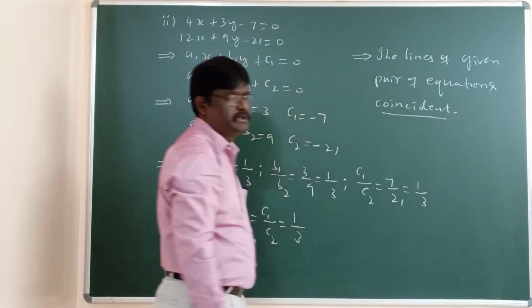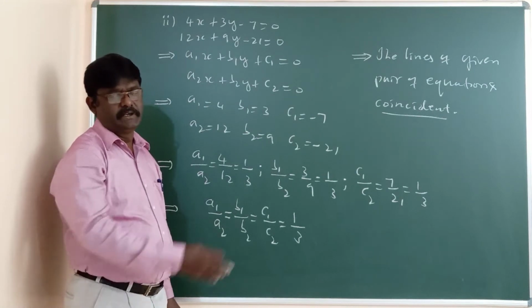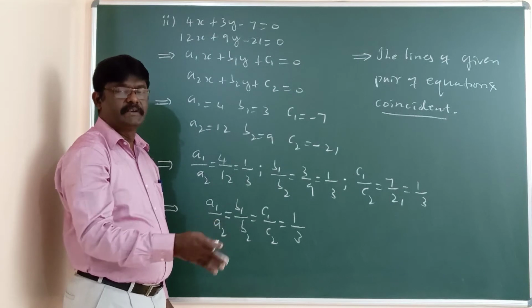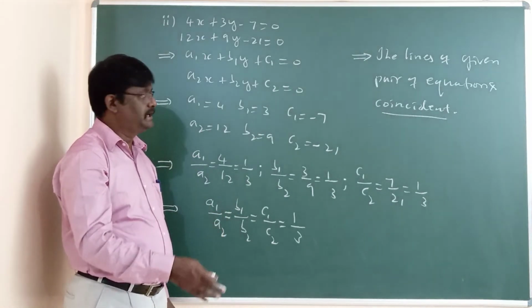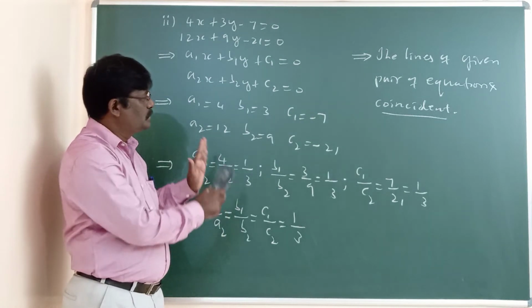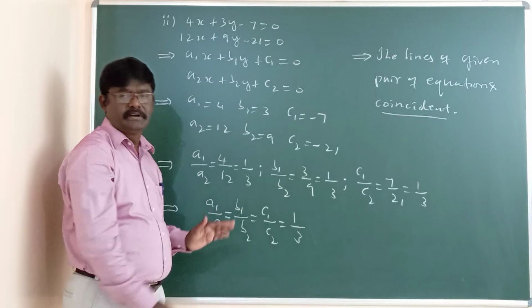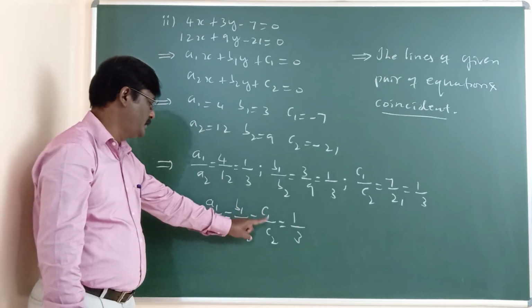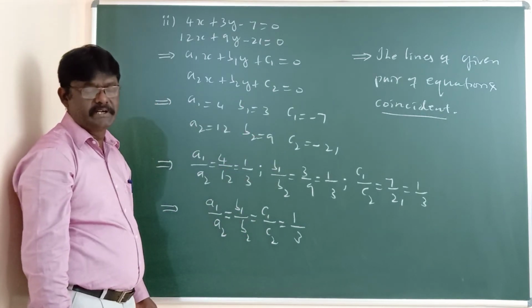Okay, children, that means they will have an infinite number of solutions. That we will see in the remaining problems. Coincident lines. Then what about the consistency? Consistent and dependent. But here we are asked only to study the nature of the lines, children. So when a1 by a2, b1 by b2, c1 by c2 are equal, the lines are coincident.